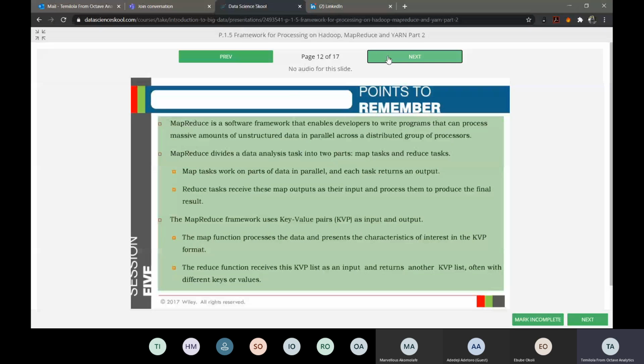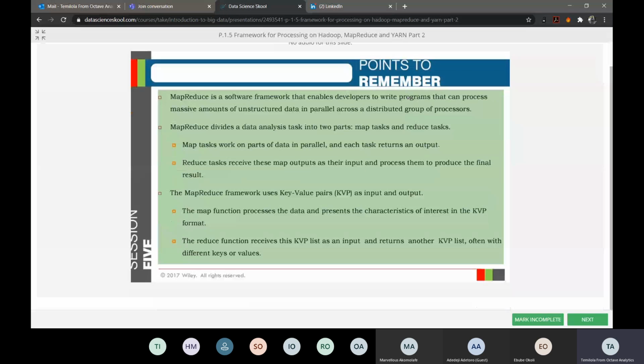Then the next set of things, points for you guys to remember. The major point you need to remember is that MapReduce is a software framework that enables developers to write programs that can process massive amounts of unstructured data in parallel across a distributed group of processors. You know, your batch processing. So MapReduce is a software framework that makes that possible.